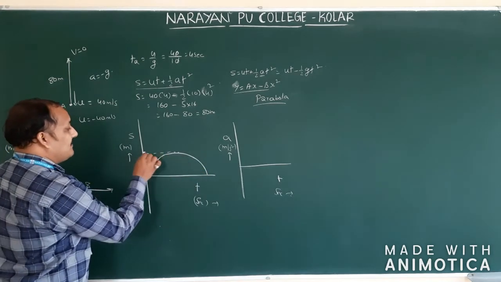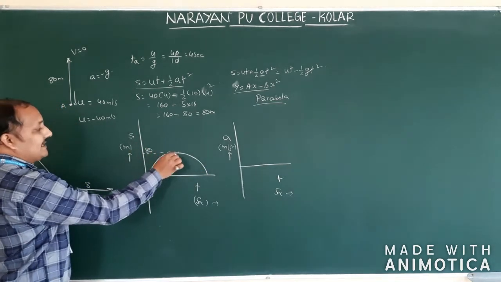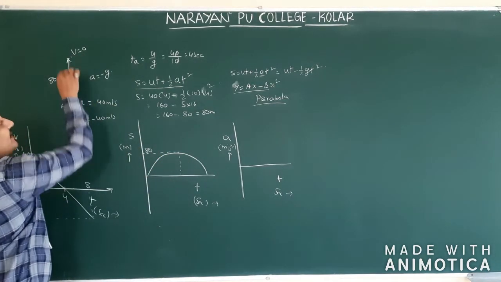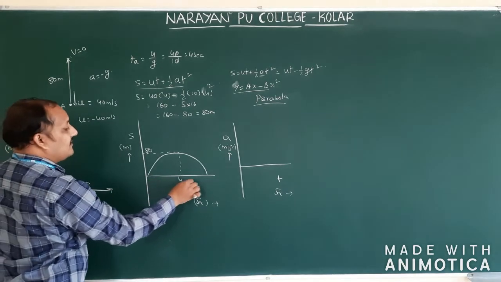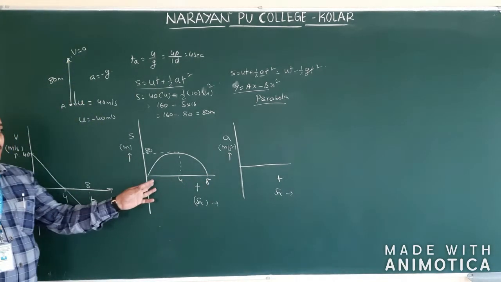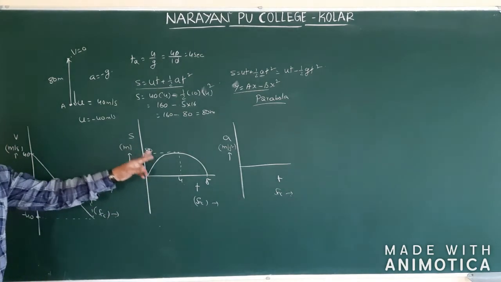Here the maximum displacement is how much? 80 maximum. After what time is it reaching 80? How much time is it taking to reach maximum height? 4 seconds. So after another 4 seconds, the displacement is going to become 0. So this is the displacement time graph.